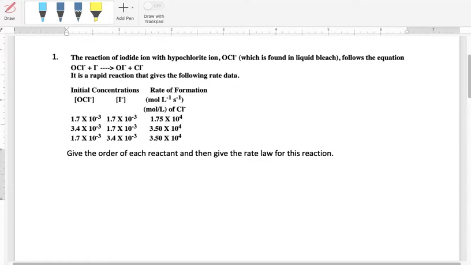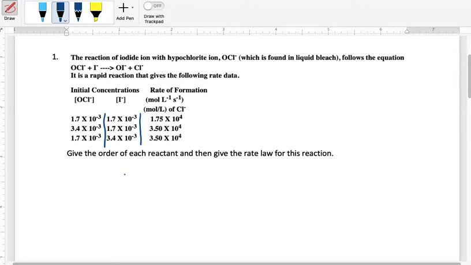I'm recording a video for you to show how to determine the reaction order in one of these reaction rate problems. So this is kind of a weird looking table. Maybe we can make it look a little more normal by dividing the columns. So this last one gives us the initial rates, and then we've got the concentrations of each one of these reactants.